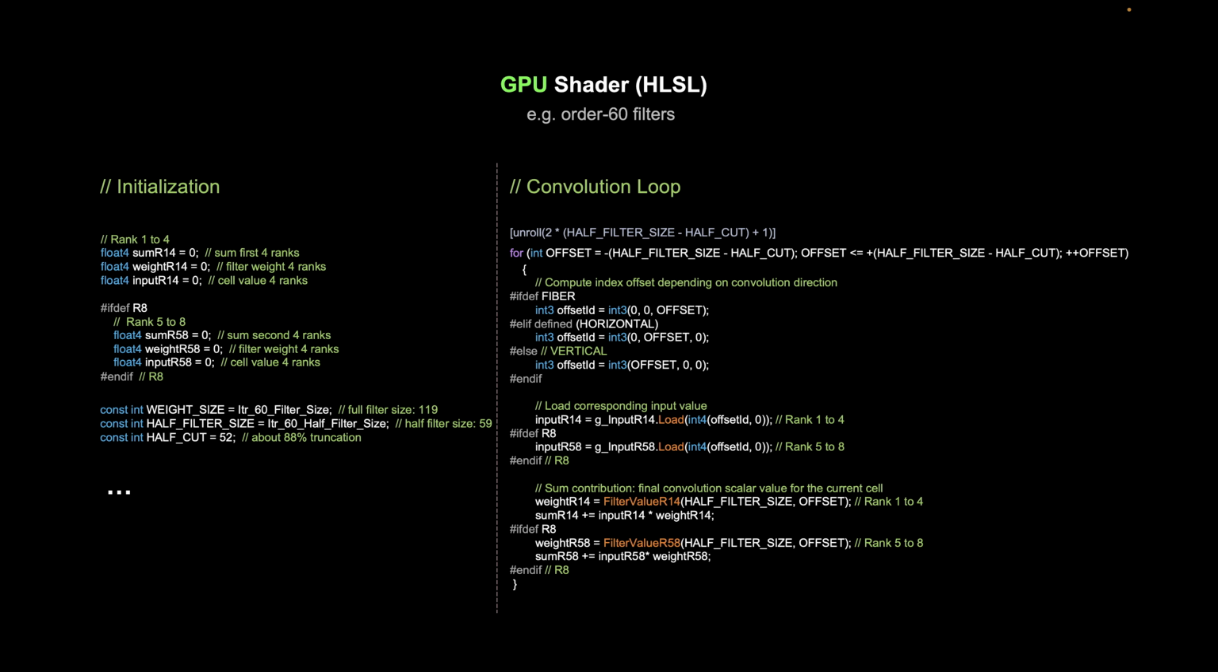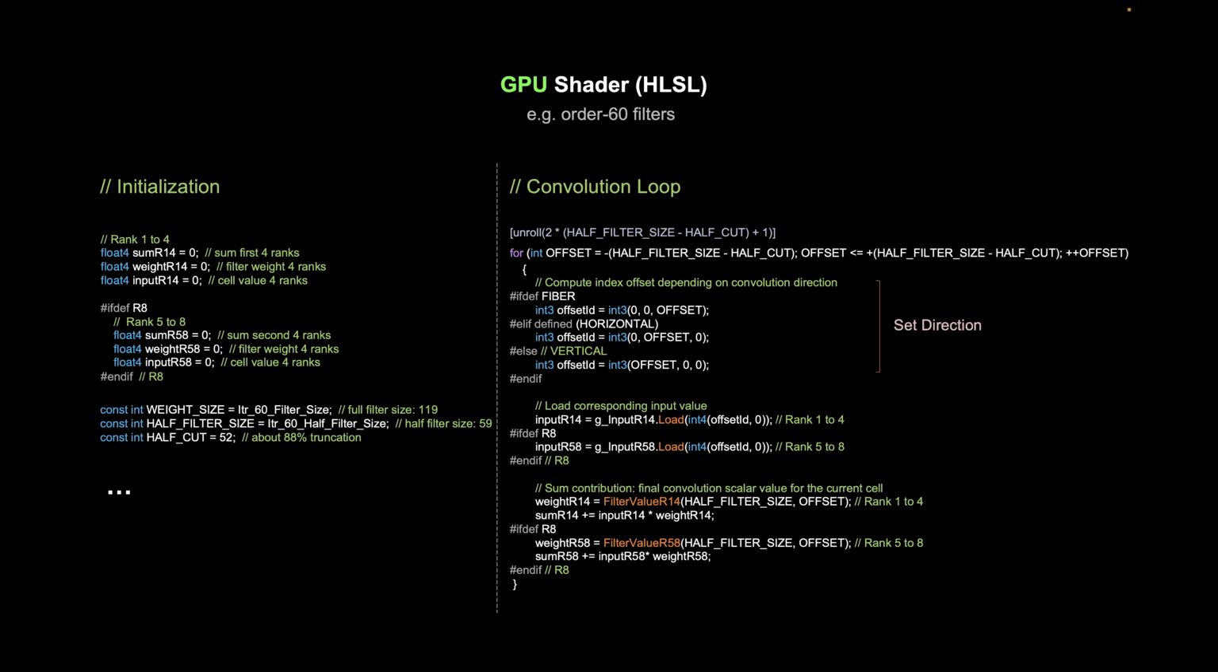Now for the convolution loop. Starting from the top, we want to compute the pressure for the current cell. So we need to make sure the middle of the filter is exactly aligned with the current cell. So we set up the loop such that the offset starts from the leftmost index of the filter after truncation all the way to its rightmost index.